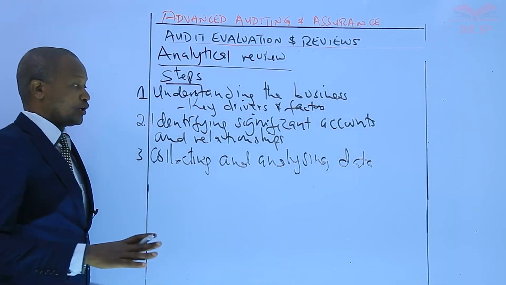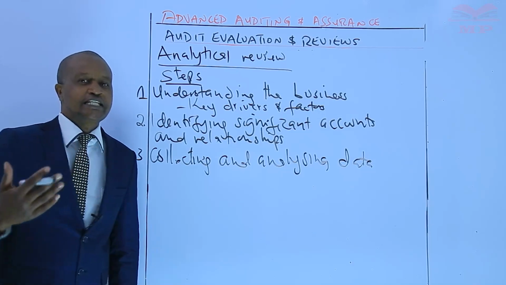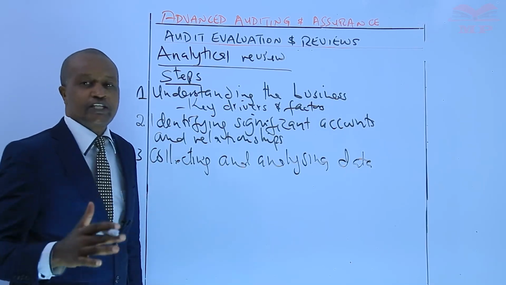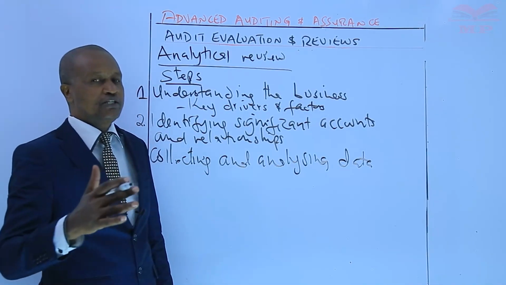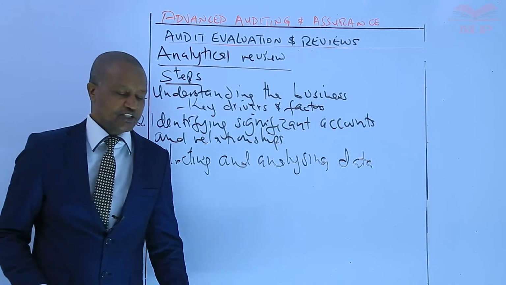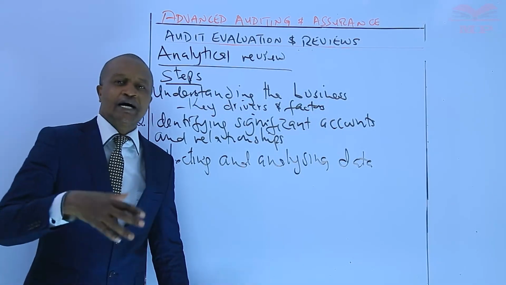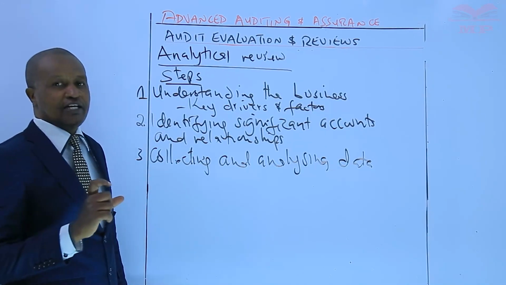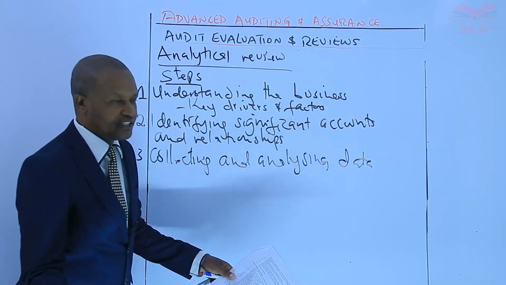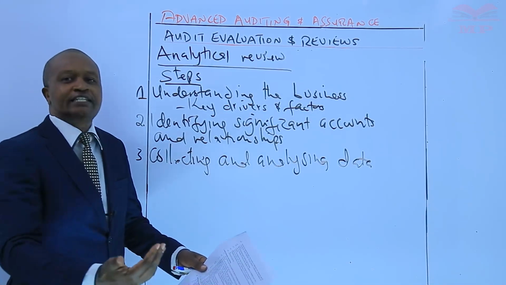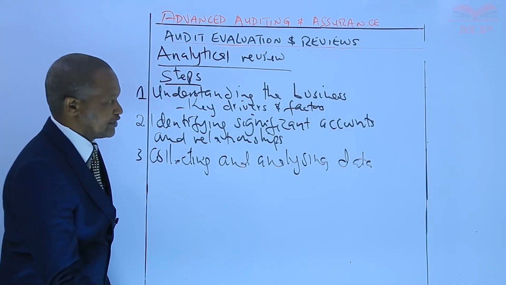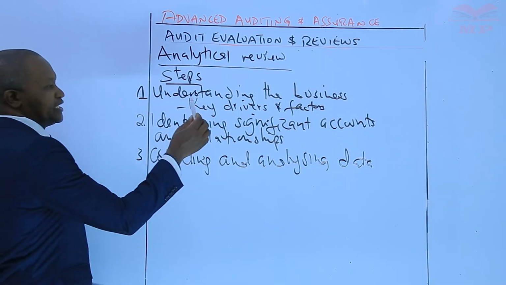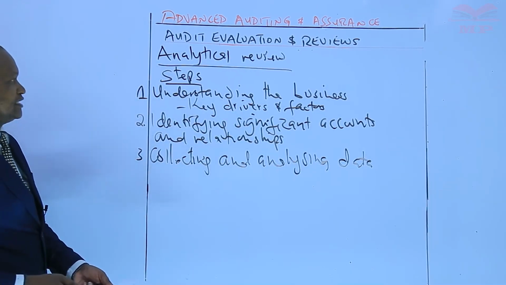The third step is to collect and analyze data. The auditor gathers here relevant financial data from various sources, including the financial statements, the general ledger, the trial balances, the budgets, industry benchmarks, and any other external market data. And the data is then analyzed in order to identify trends, ratios and patterns. Collecting and analyzing data is the third step.